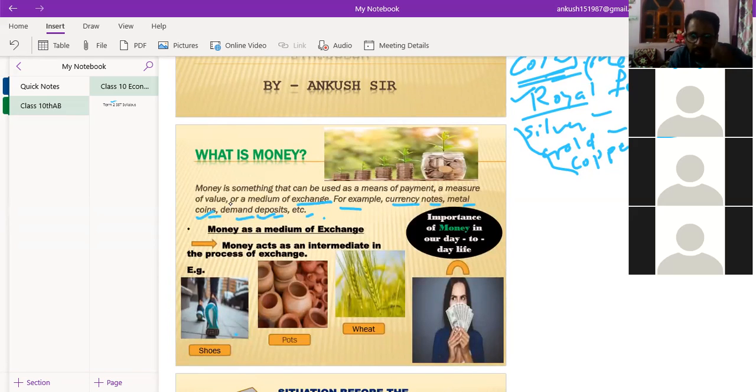Coins, I have already told you where they were invented. From the royal family it was invented. And currency is the latest thing that we are using nowadays. Are you getting it better? Yes, sir. We are getting it, sir.